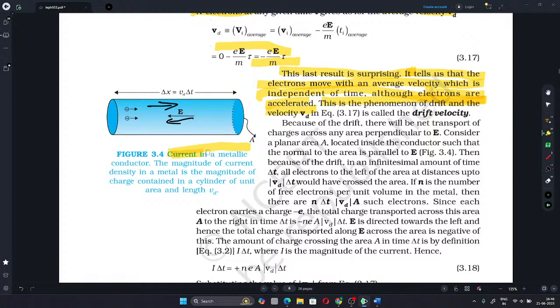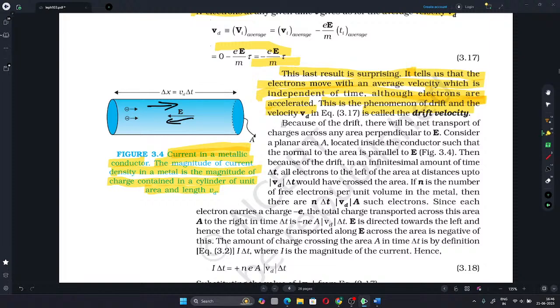Current in a metallic conductor. The magnitude of the current density in a metal is the magnitude of charge contained in a cylinder of unit area and length Vd.